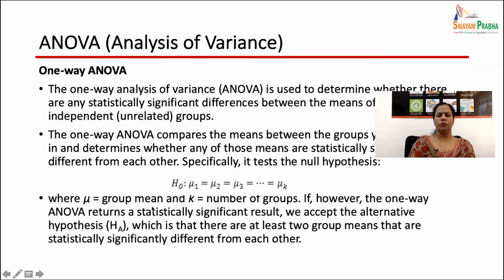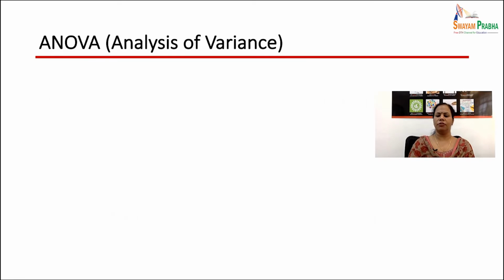Where mu is the group mean and k is the number of groups. So k can be the number of groups, it can be 3, it can be 4 or 5. If however the one-way ANOVA returns a statistically significant result, we accept the alternative hypothesis. So if after calculating the ANOVA we get a statistically significant result, then we reject the null hypothesis and we accept the alternative hypothesis, which means that there are at least 2 group means that are statistically significantly different from each other.